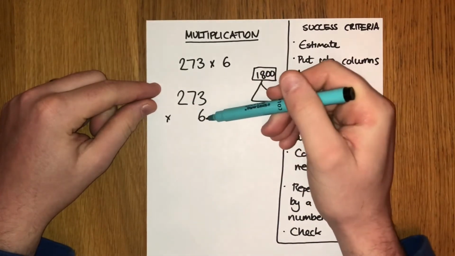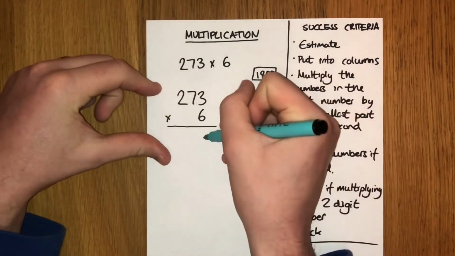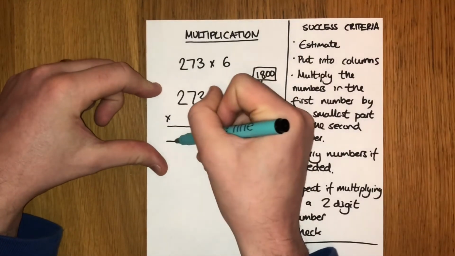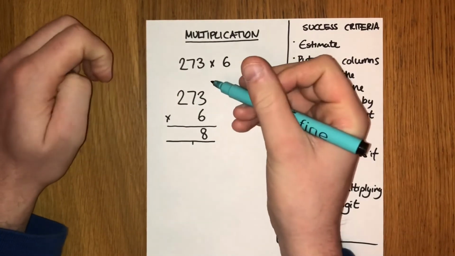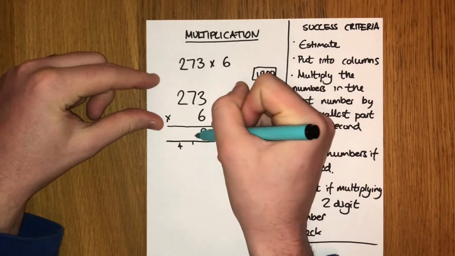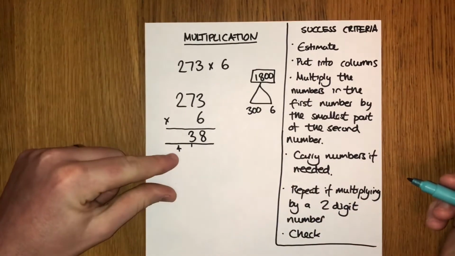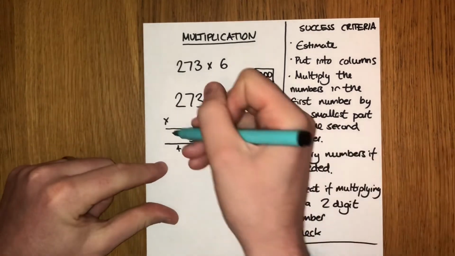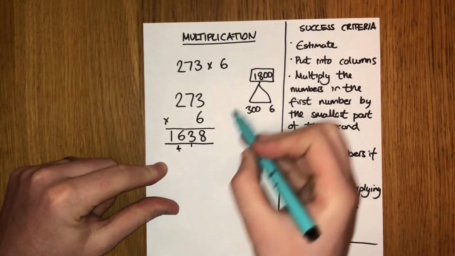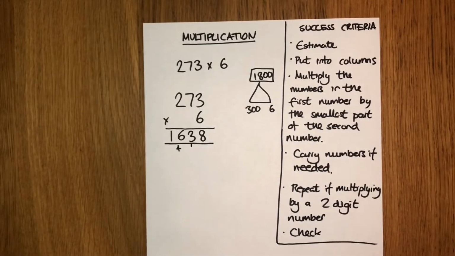Then I'm going to multiply each of these parts of these numbers by this 6. So 6 times 3 ones is going to be 18 ones. Carry the 1 into the next column. 6 times 7 tens is going to be 42 tens plus that one, so it's going to be 43 tens. And then 6 times 2 hundreds is going to be 12 hundreds plus those 4, so it's going to be 16 hundreds. 1,638, which is a bit less than that, which is what I expected, but I'm quite confident that's right.